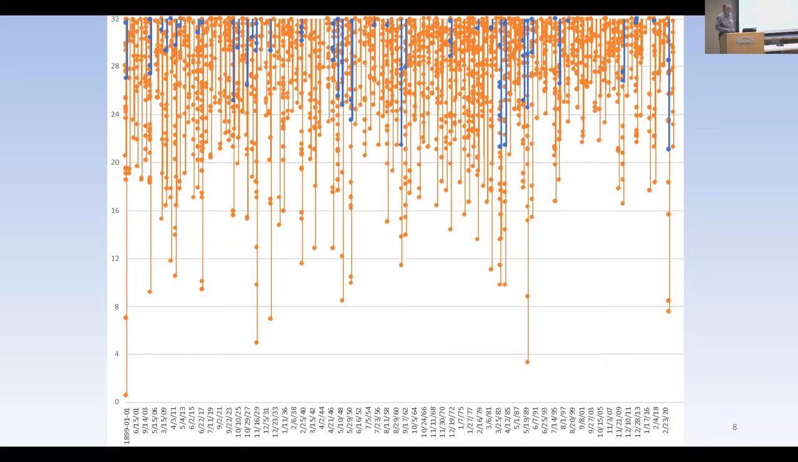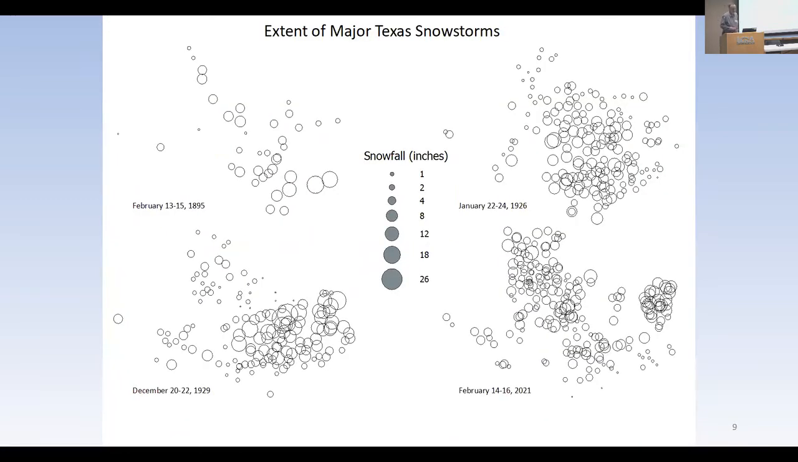Another unusual thing about that weather event was the widespread snow. Each one of these circles represents the amount of snowfall during the 4 largest snowstorms in Texas history in terms of area and amount. And the dates are February 1895, January 1926, December 1929, and February 2021. It's hard to rank these four. They're clearly larger than any of the other snowstorms in the state. And it is remarkable that one of the coldest periods in the state of Texas was accompanied by one of the largest snowstorms in the history of the state.